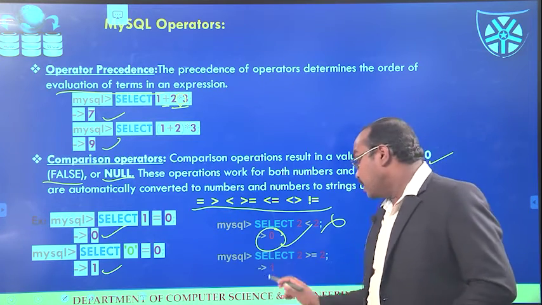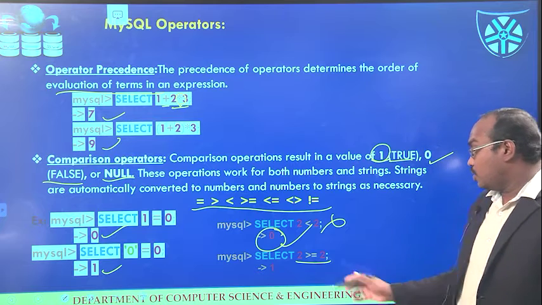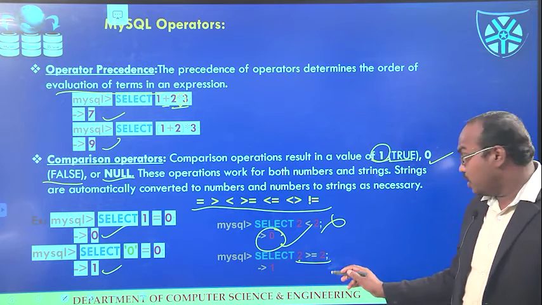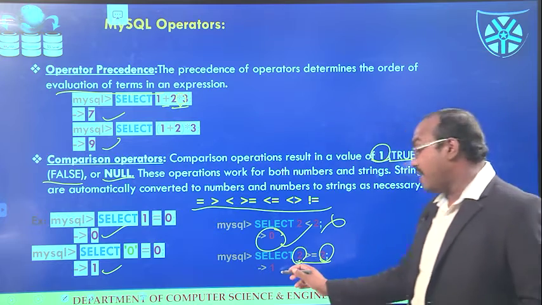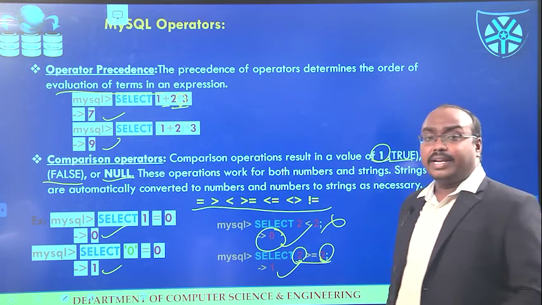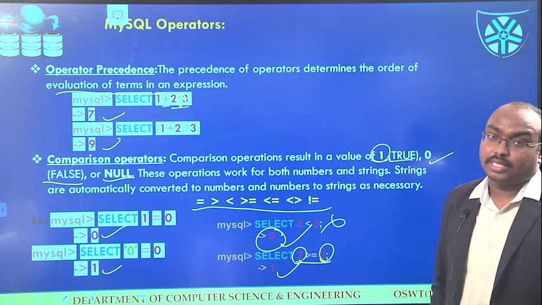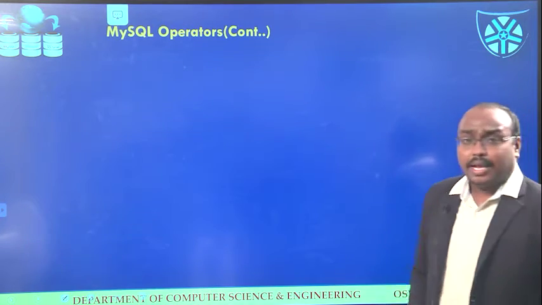And the next one, select 2 <= 2. So here 2 is equal to 2, so the condition is true. The query returns the value 1, which is nothing but a true condition.